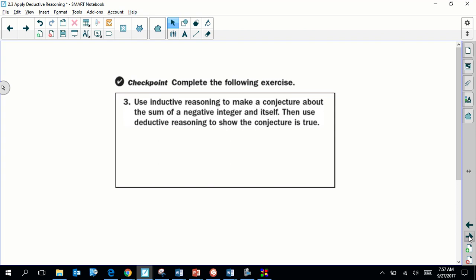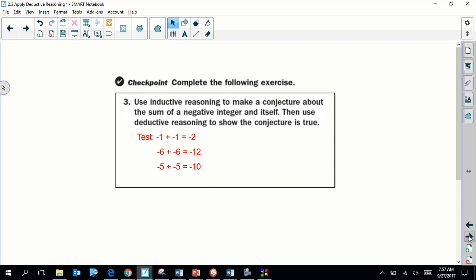All right. So it's saying use inductive reasoning to make a conjecture about the sum of a negative number and itself. So just like what we did in the last example, I want to test it. I'm picking just some negative integers, and each one added to itself would give me these numbers. Negative 1 plus negative 1 is negative 2, and so on. Those are just the numbers I picked.